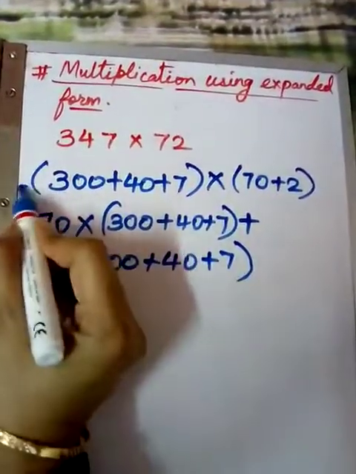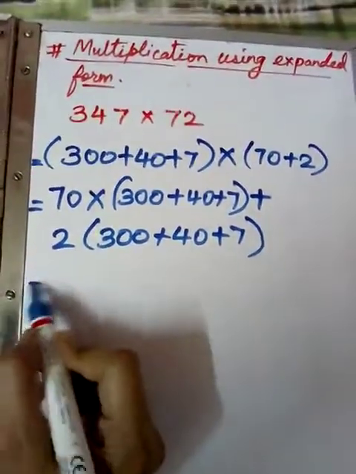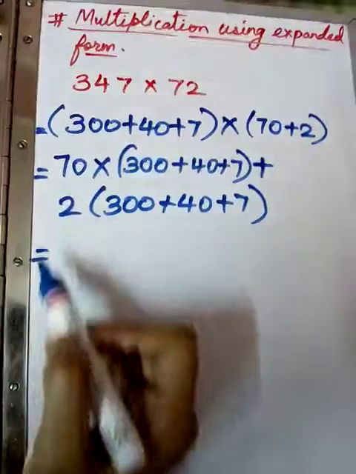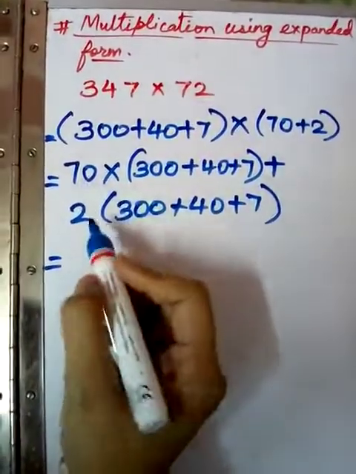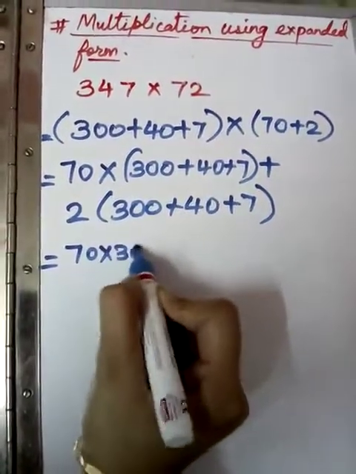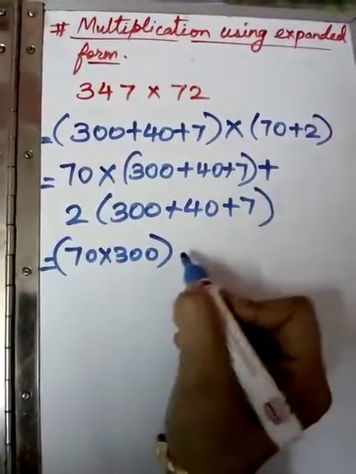Let us do it. This equals to, we will show the steps. Step number 1, step number 2. Now we are doing step number 3. Let us start. 70 multiplied by 300, under bracket, plus sign.